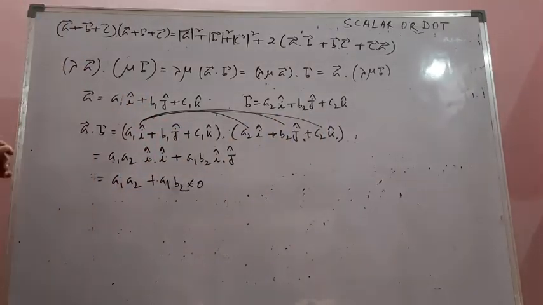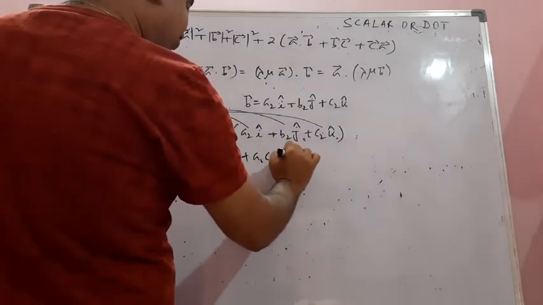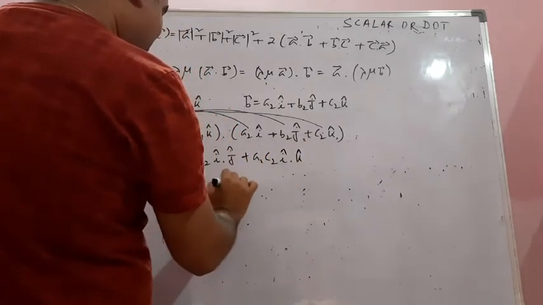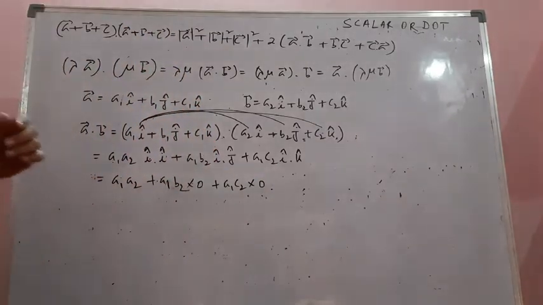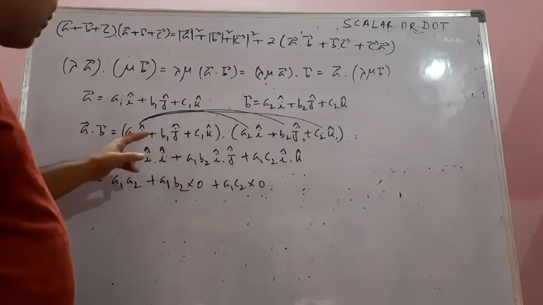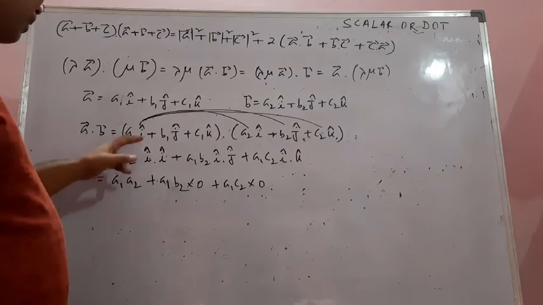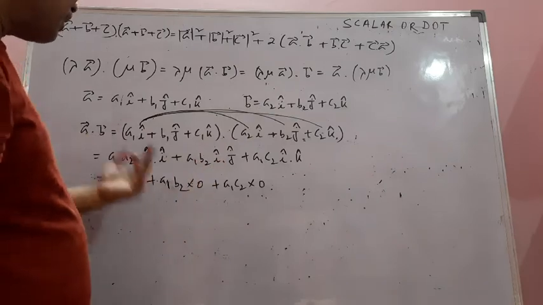Similarly, when you multiply this one, you get a1 c2 i cap dot k cap. And what is i cap dot k cap? i cap dot k cap is 0. Why? Because one is along the x-axis and one is along the z-axis. They are perpendicular, so their dot product is 0. That means what we have seen: if both vectors are the same, then it is the product of their corresponding scalar components. But if they are different vectors, it becomes 0.